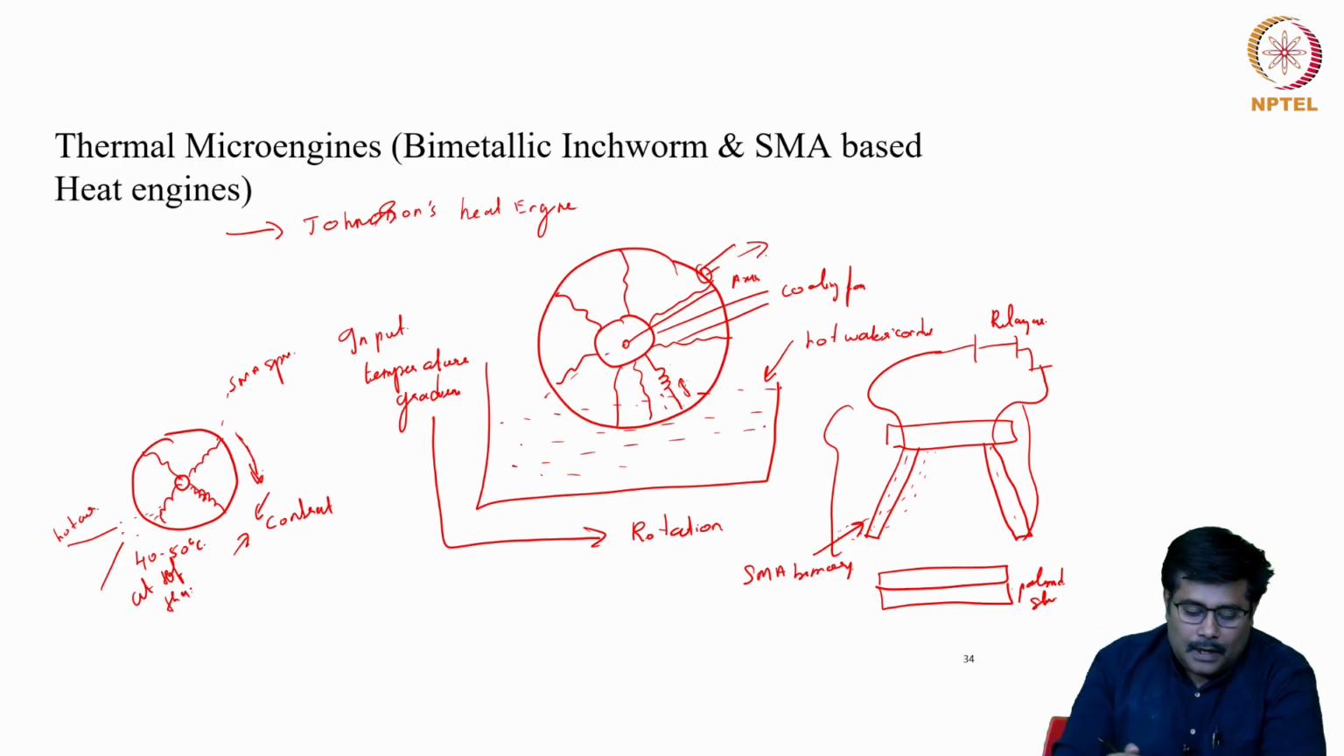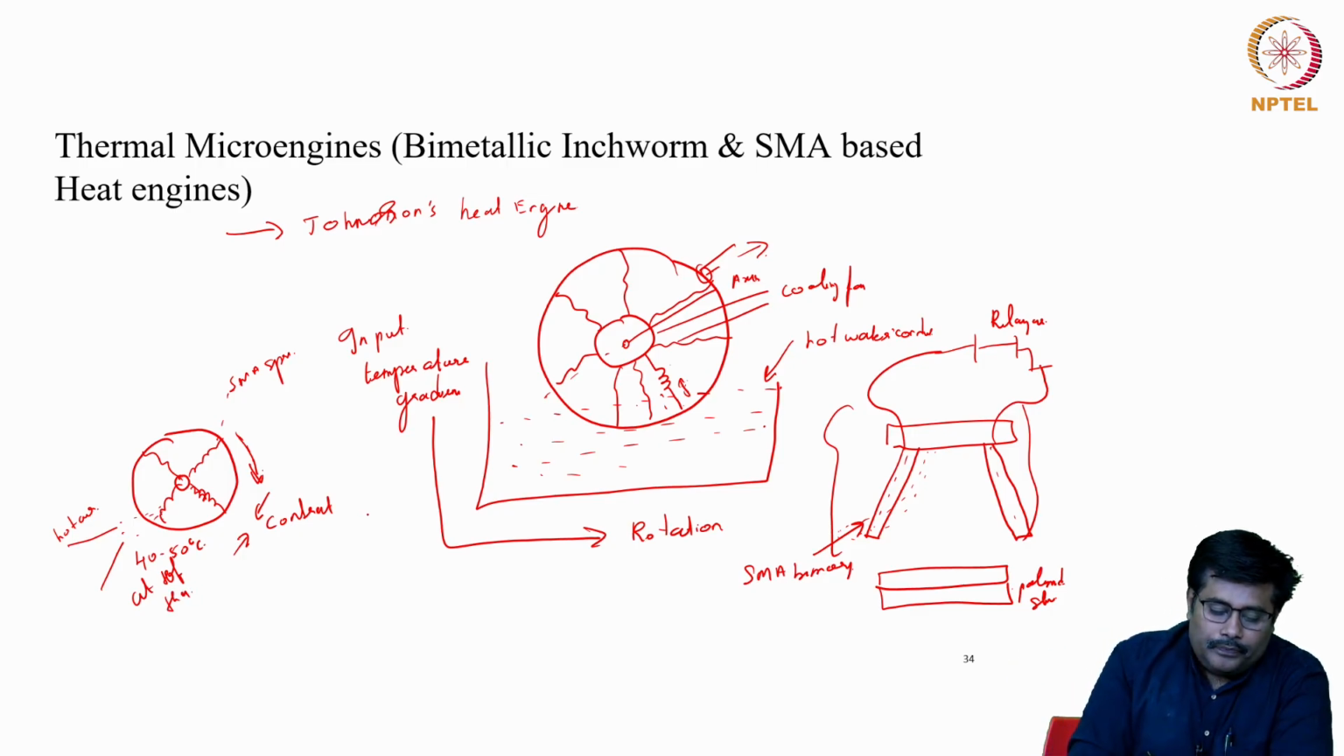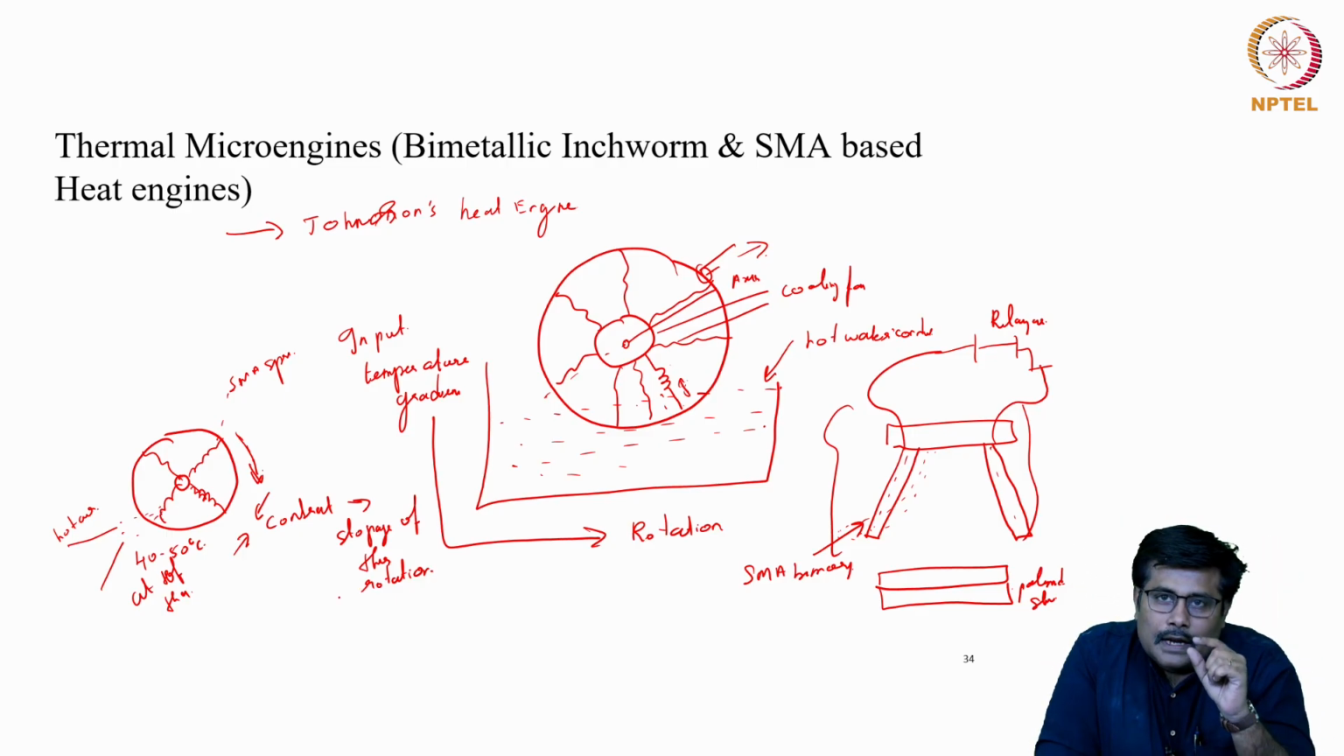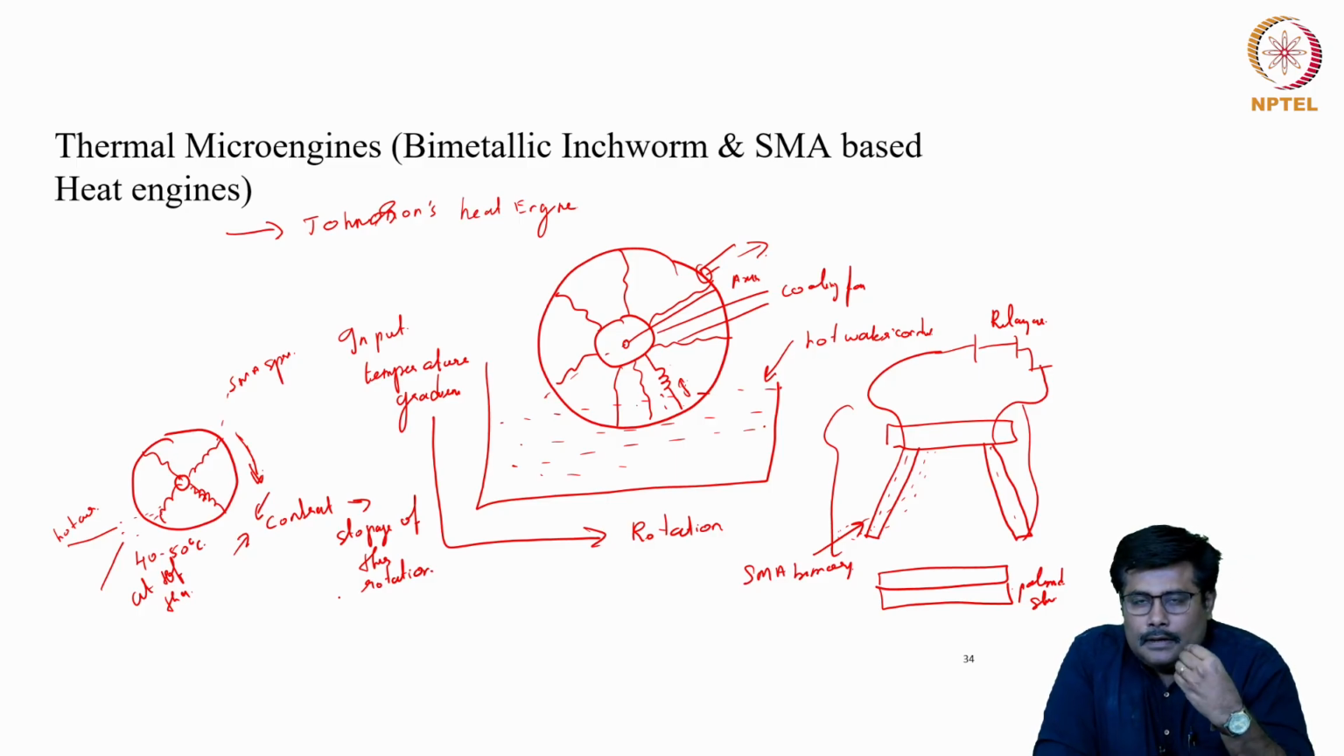this shape memory alloy will expand, and finally it will result in the stoppage of this rotation. So, in this particular case, whenever we are considering a small mobile robot where thermal gradient is our input, by supplying a thermal gradient we can generate a rotation, and we can even use it for certain mobile platforms, etc.